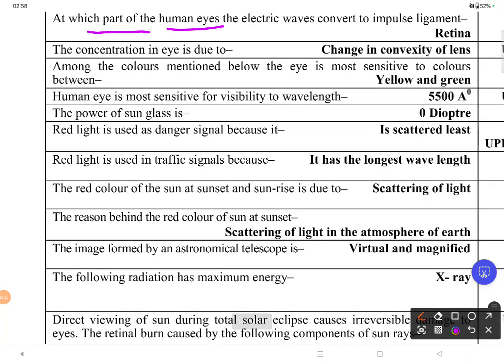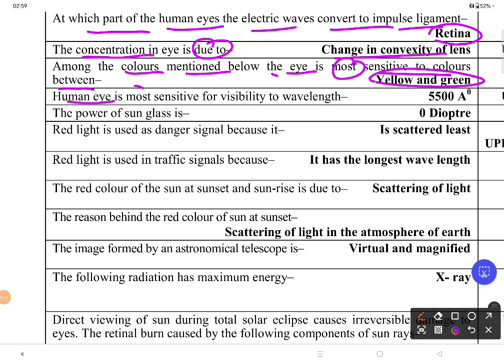At which part of the human eye are light waves converted to electrical impulses? The retina. Focusing in the eye is due to change in convexity of the lens. Among the colors mentioned below, the eye is most sensitive to colors between yellow and green. The human eye is most sensitive for visibility to a wavelength of 5500 angstrom. The power of sunglass is 0 diopter.